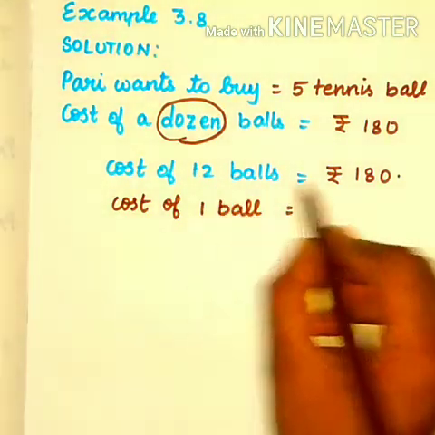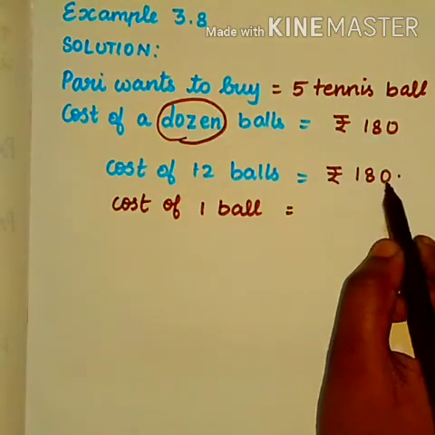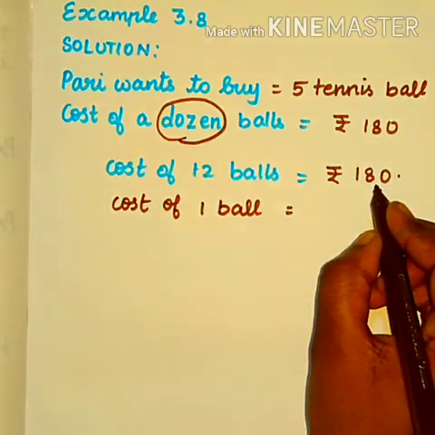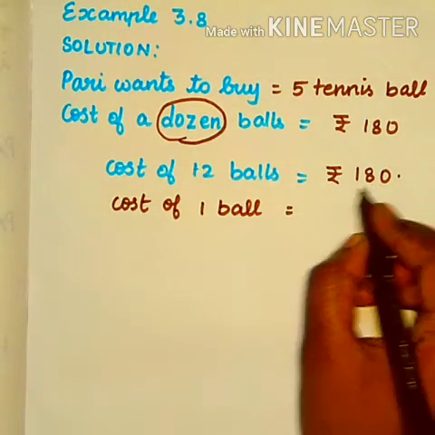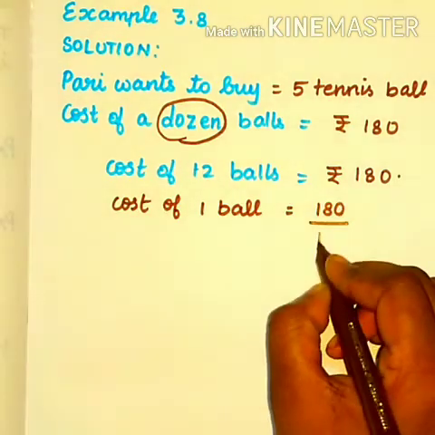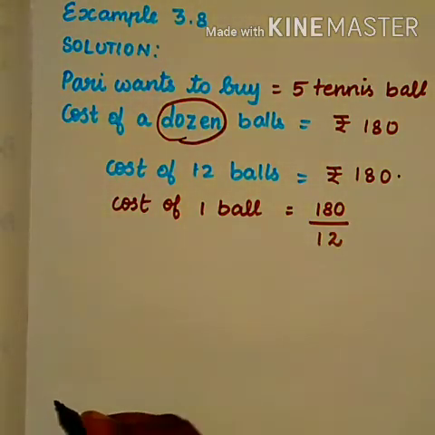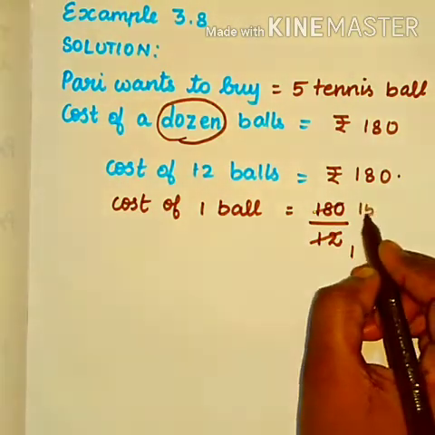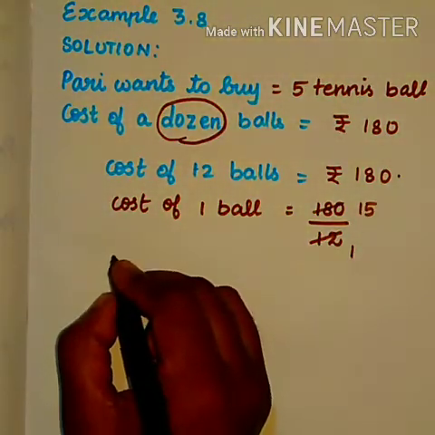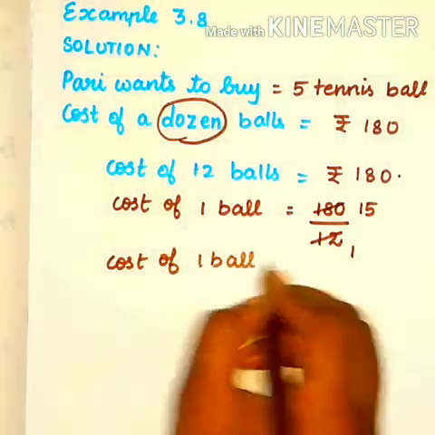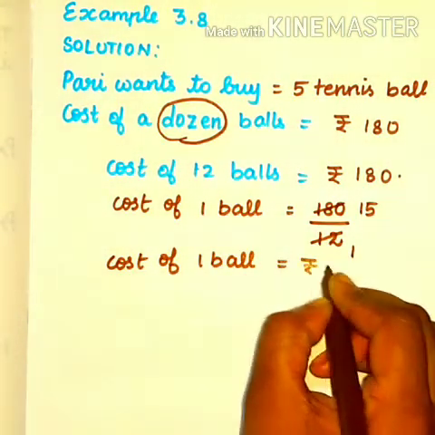See, 12 balls equal to rupees 180. You have to find for 1 ball. So you have to divide the cost of 12 balls by the number of balls. That is 180 by 12. 12 ones are 12. 12 15s are 180. So the cost of 1 ball equal to rupees 15.